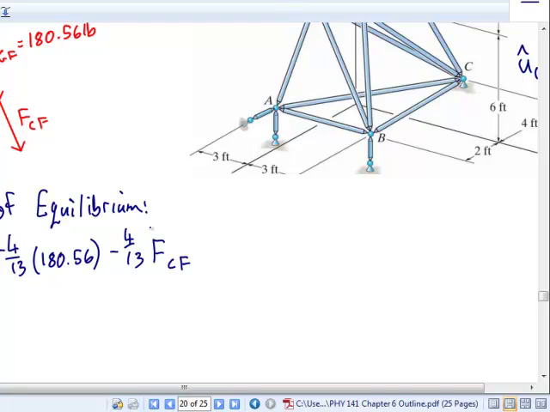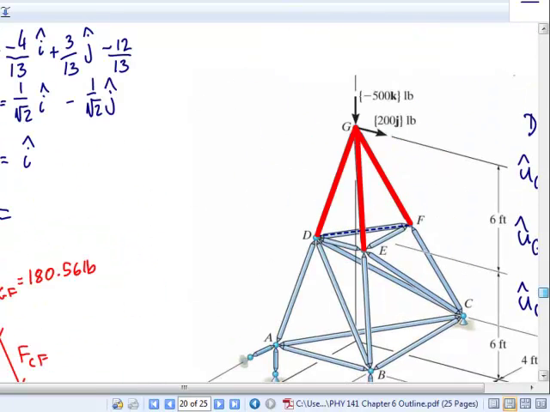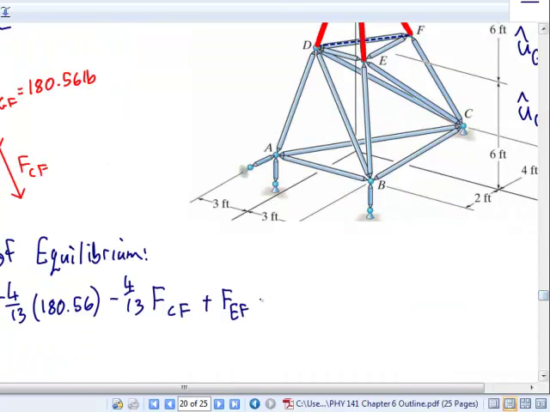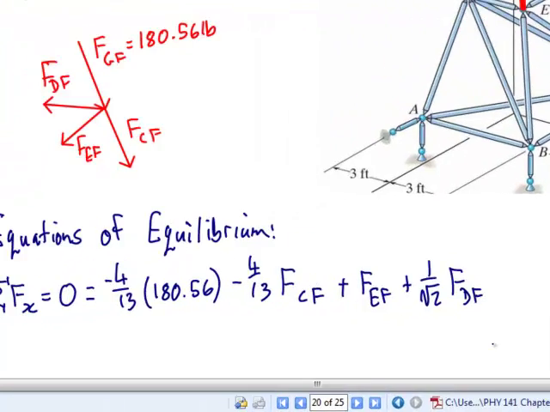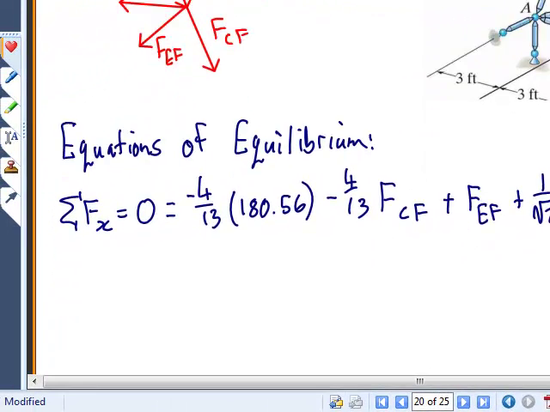There we go. And then I'm going to have plus FEF, which is straight along the x-axis, and plus 1 over root 2 FDF. Okay, so I've got all 3 of my unknowns in there. That's not going to be easy to solve.